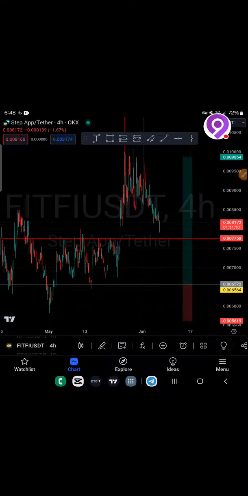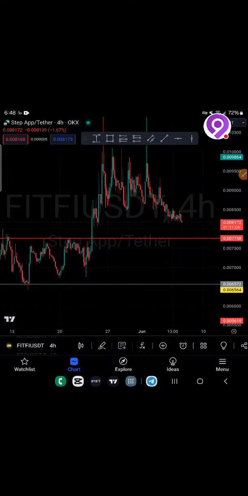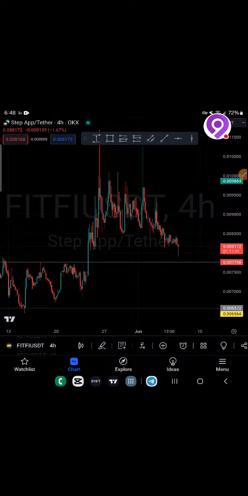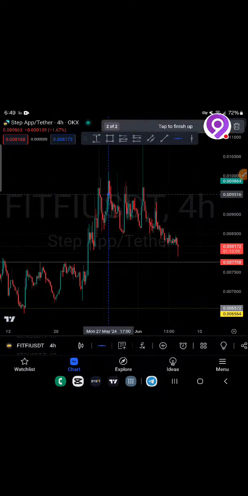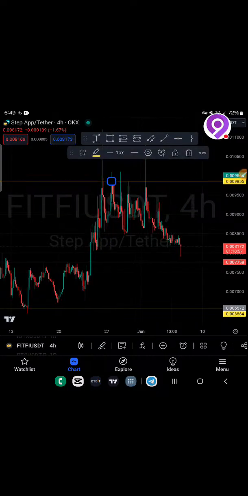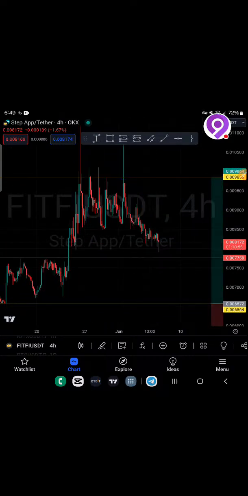For now you can't go short. For now, you have to wait, in as much as you've not placed your entry around here, around 0.009855. Those are your entry.